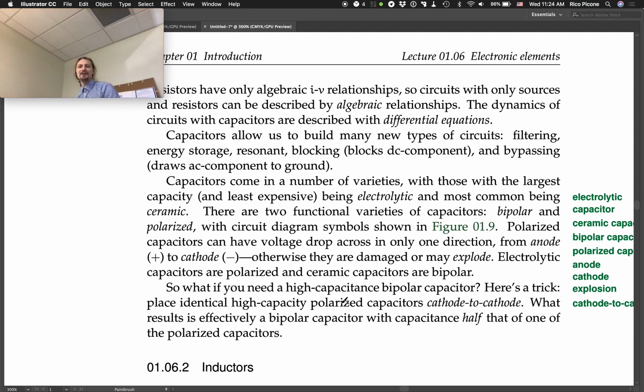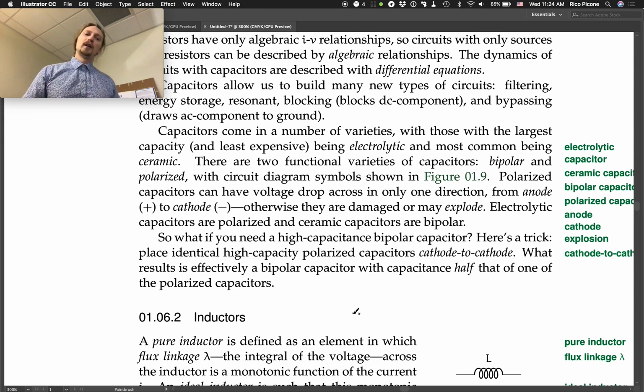Okay, so what if you need a high capacitance bipolar capacitor? Here's a trick. Place identical high capacity polarized capacitors cathode to cathode. What results is effectively a bipolar capacitor with capacitance half that of one of the polarized capacitors. So polarized capacitors, since they're electrolytic, tend to come in much higher capacities, right? The capacitance of an electrolytic capacitor tends to be several orders of magnitude, oftentimes, larger.